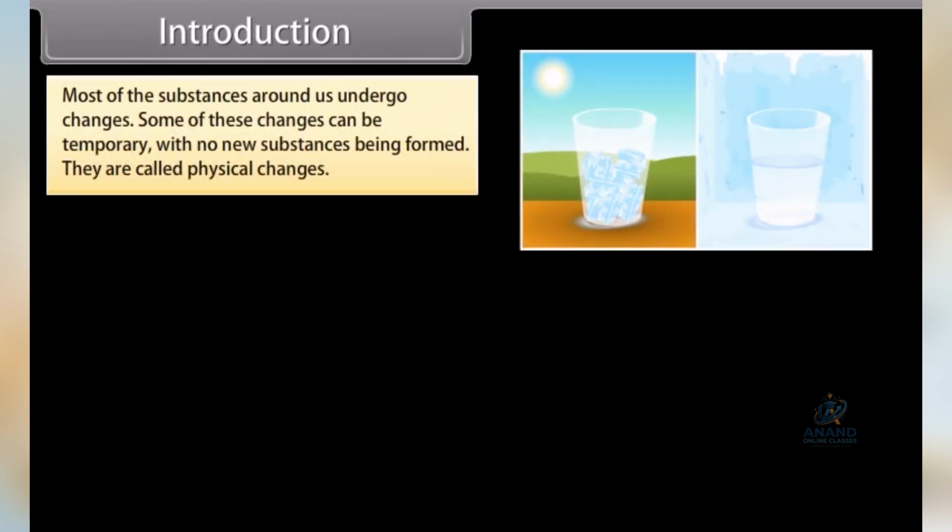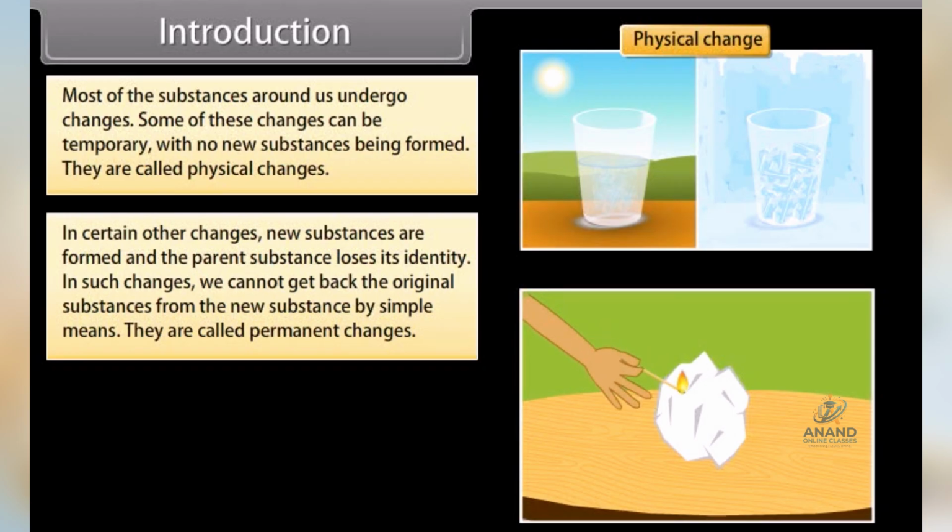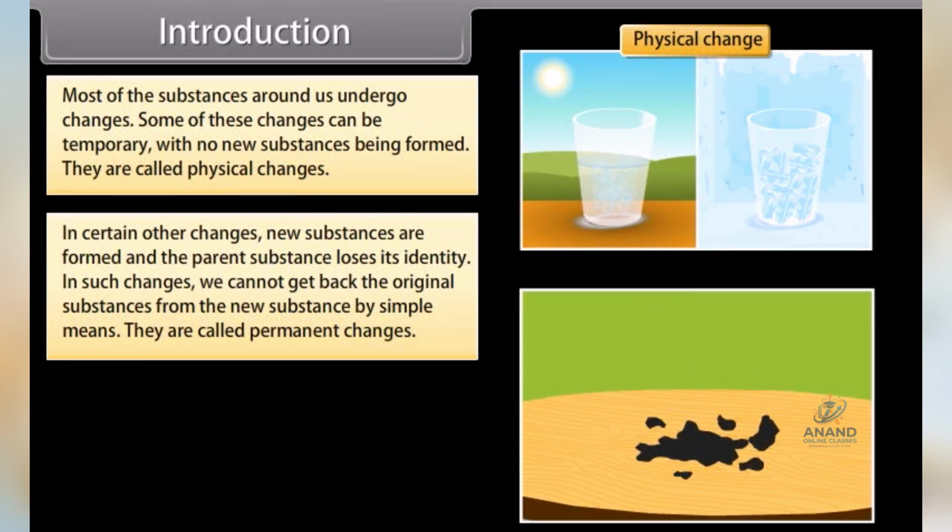Most of the substances around us undergo changes. Some of these changes can be temporary, with no new substances being formed. They are called physical changes. In certain other changes, new substances are formed and the parent substance loses its identity. In such changes, we cannot get back the original substance from the new substance by simple means. They are called permanent changes.